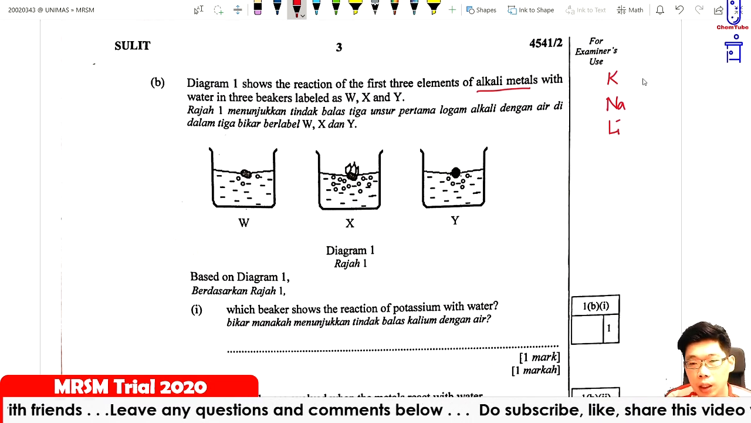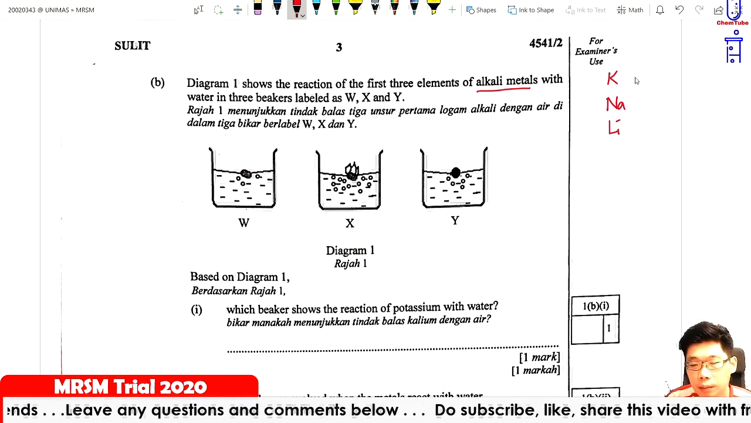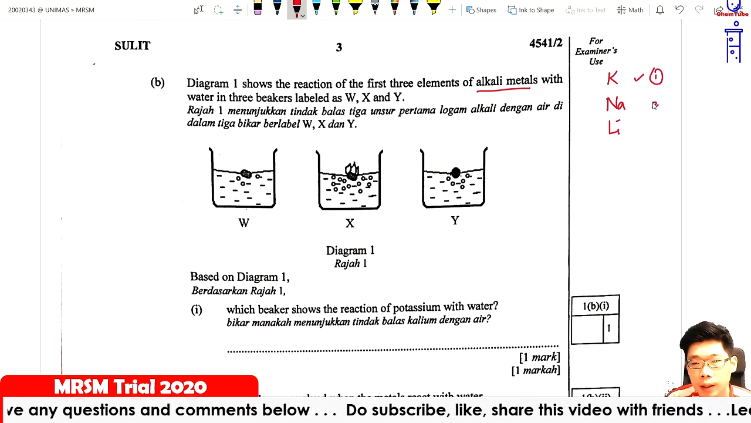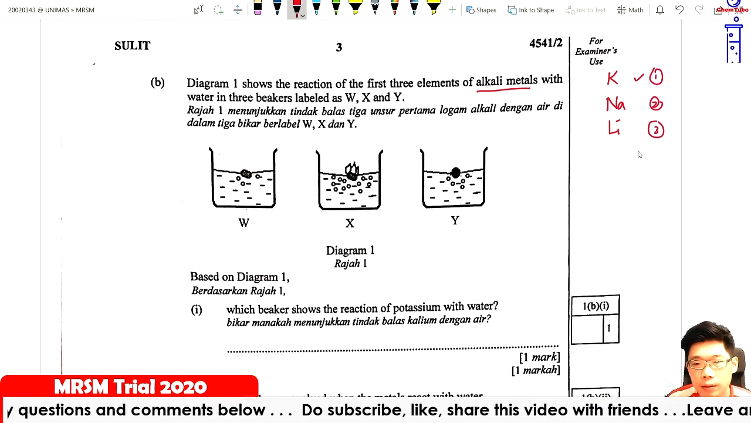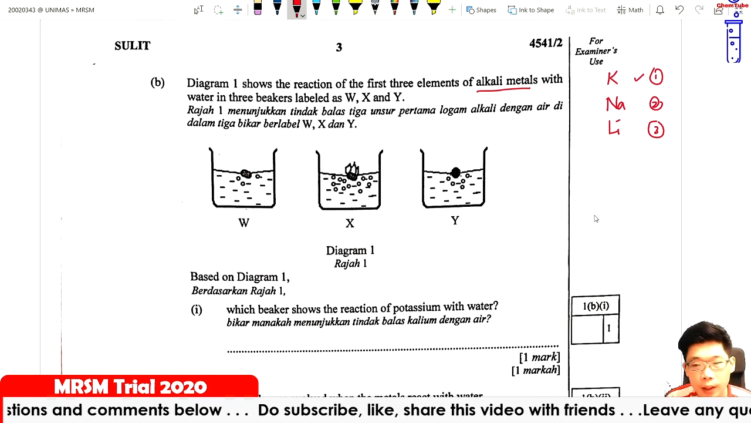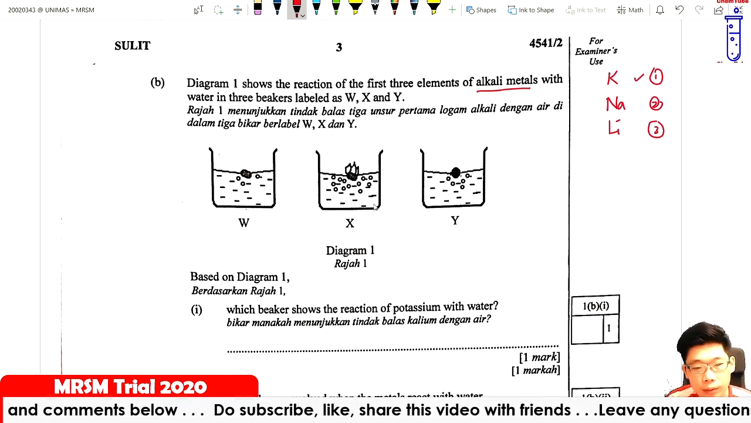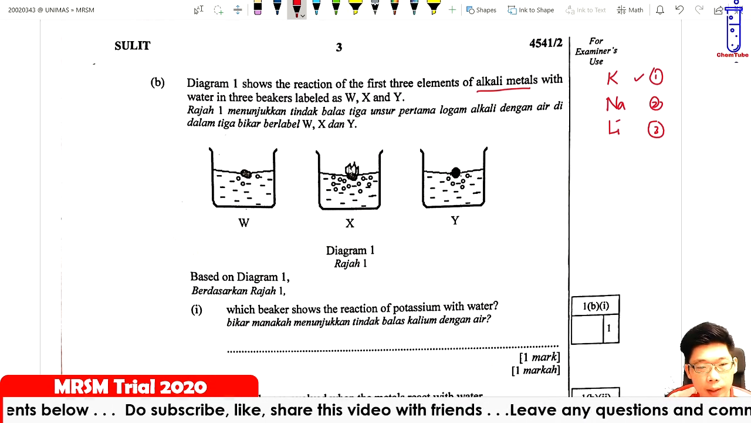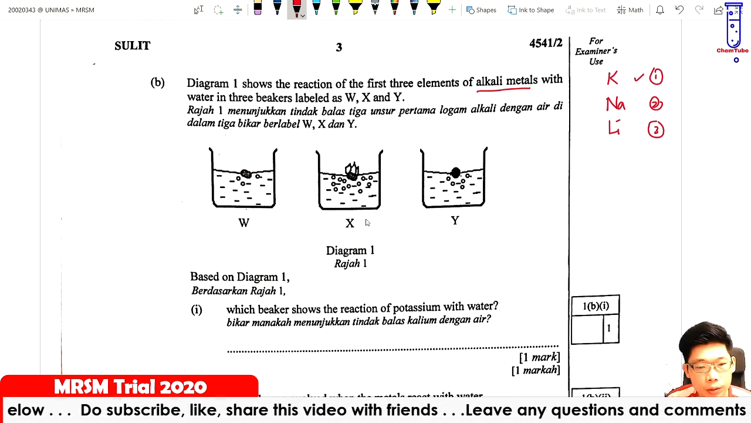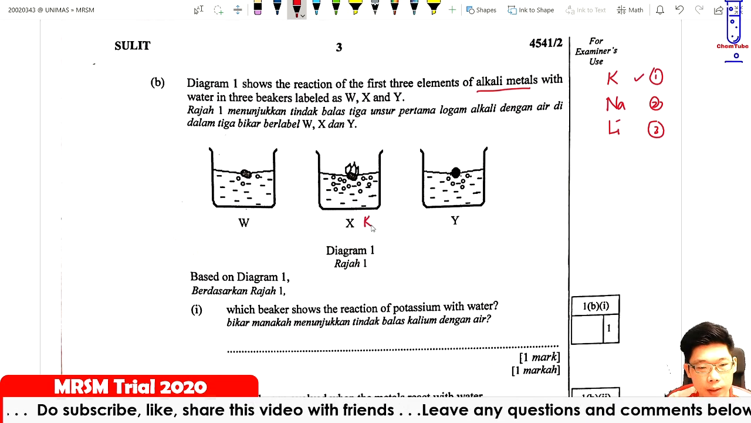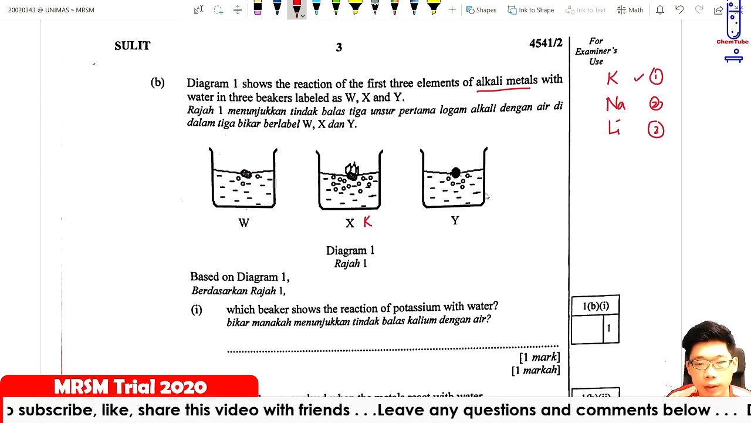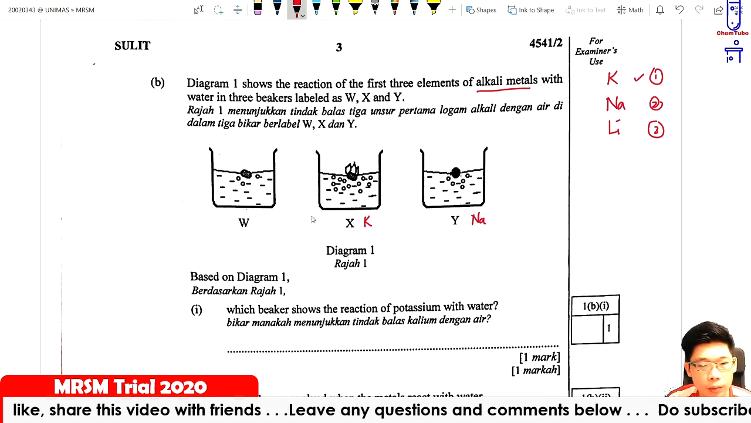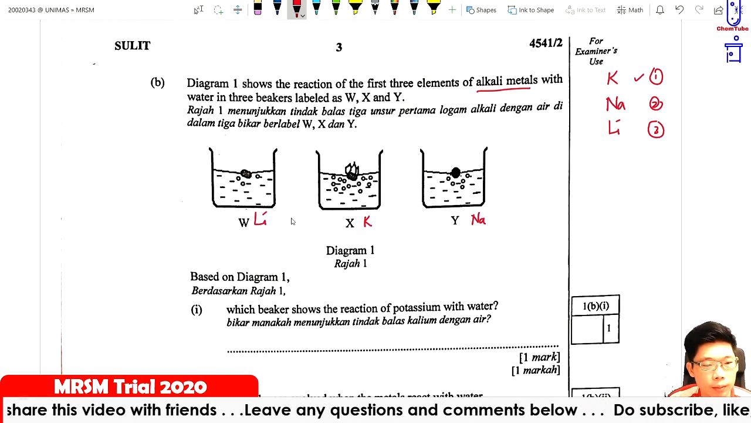Potassium is the most reactive, followed by sodium. Then the least reactive will be lithium. So roughly we can see that if there are more bubbles and it burns, this one is definitely potassium. Then followed by this one with more bubbles, meaning this one is sodium, and then this one is lithium.